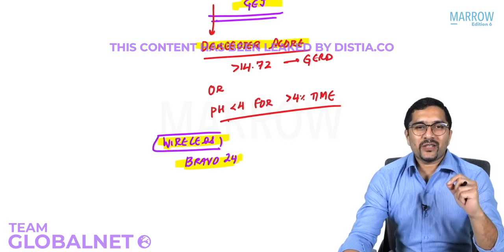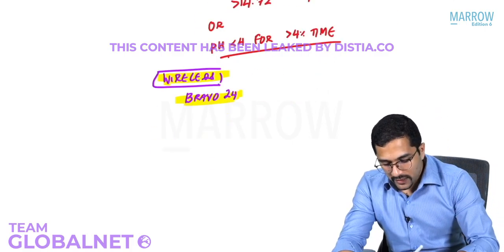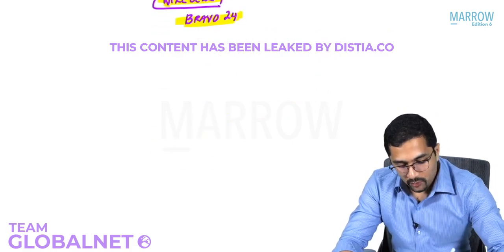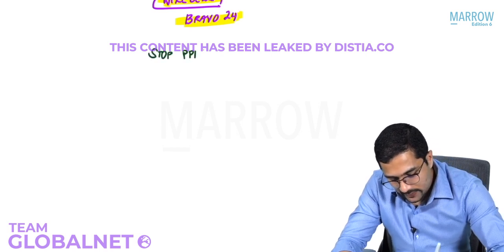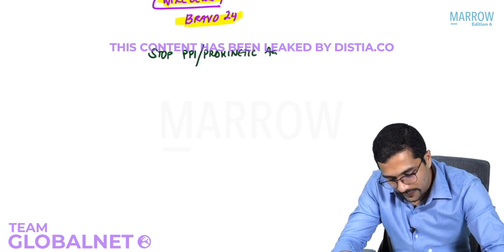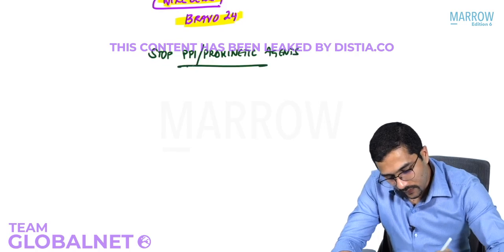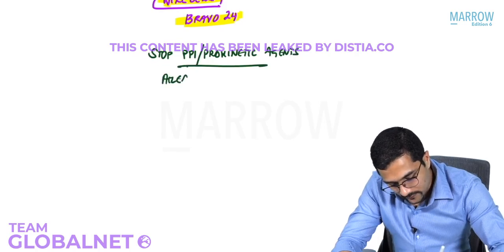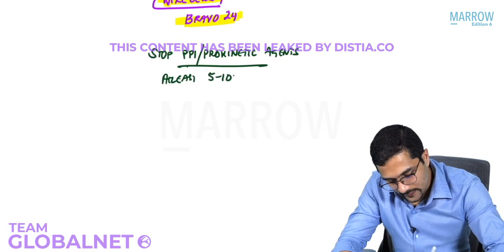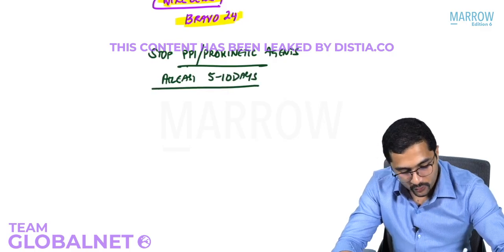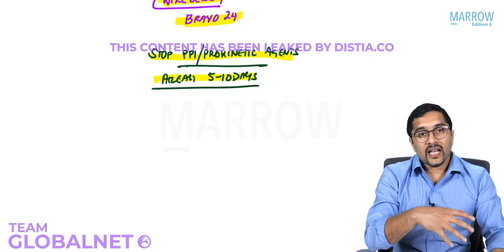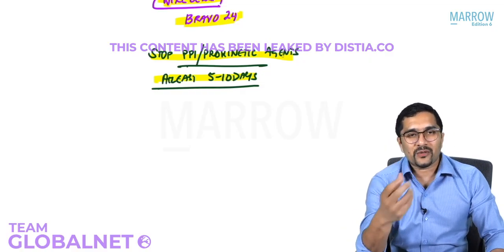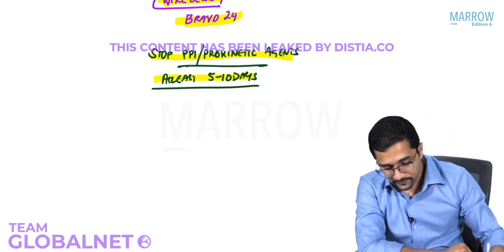Now, one thing which you need to remember is that before we do the 24-hour pH monitoring, we should stop proton pump inhibitors and prokinetic agents for at least 5 to 10 days before. We should stop the PPIs or prokinetic agents. Otherwise, we can get a false value when we do the 24-hour pH monitoring.